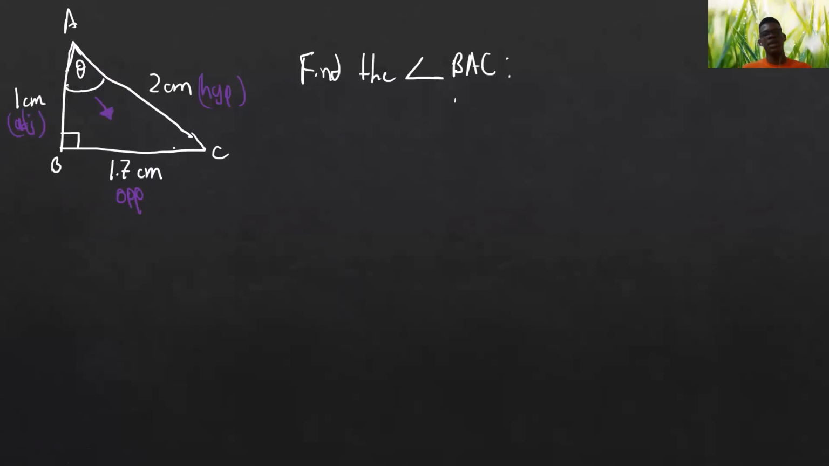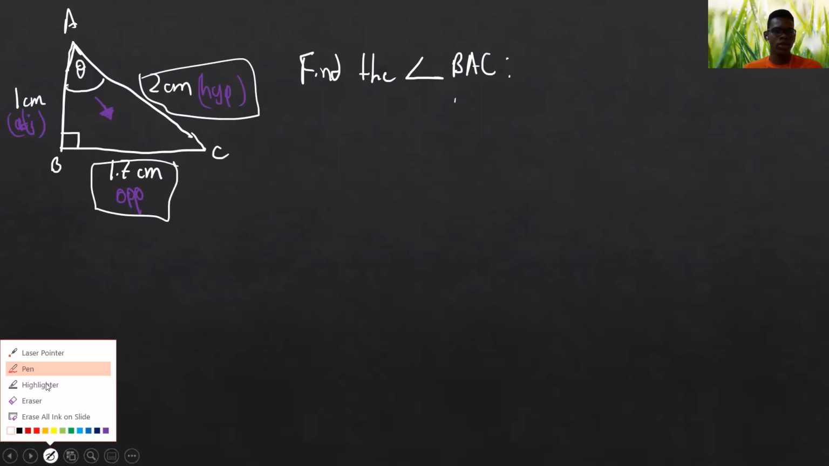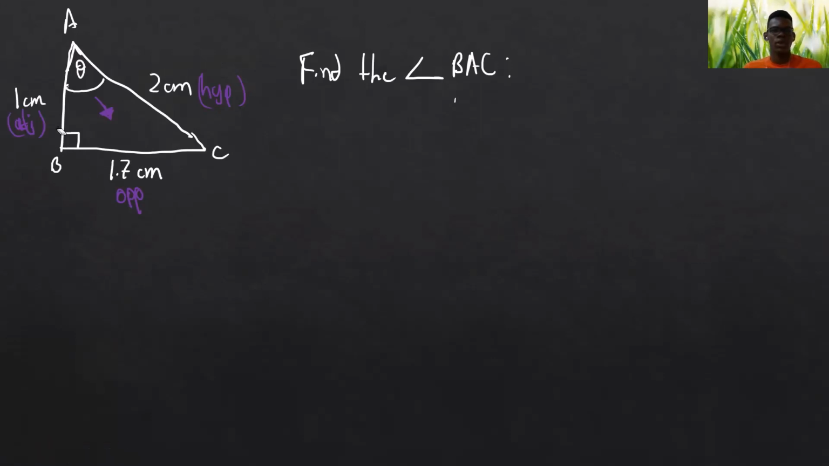Once we know which sides are opposite, adjacent and hypotenuse, we can figure out which trigonometric ratio to use. Now we have all these sides, so luckily we can pick 2 sides. But just for the sake of discussion, I will erase the adjacent. So you don't know the adjacent. What trigonometric ratio would we use in this situation?